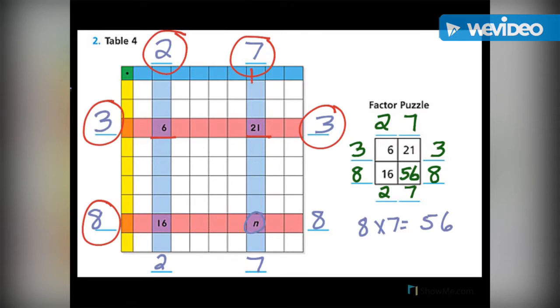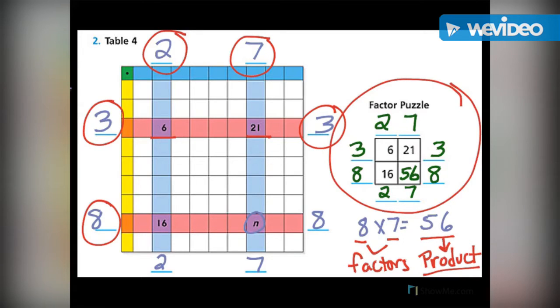Then, since I brought down my 7, I know 8 times 7 is 56. So my 8 and my 7 are factors of 56. Remember, the answer in a multiplication problem is actually the product. Make sure you carried over your numbers to your factor puzzle.